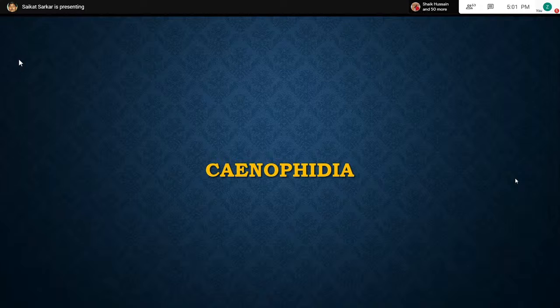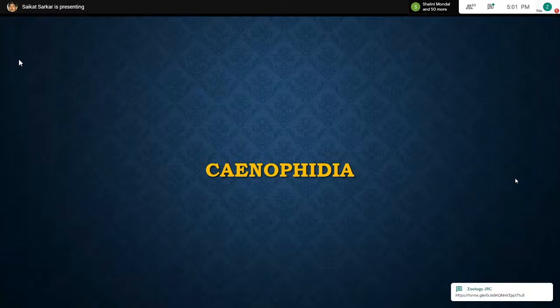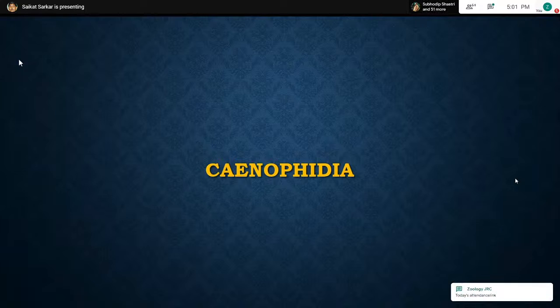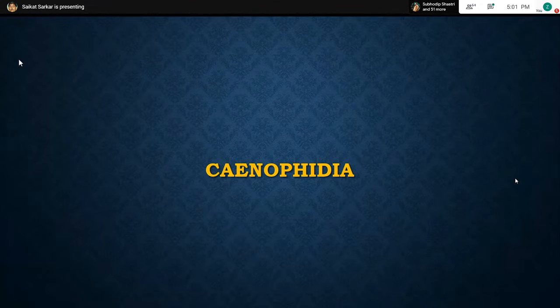Now, these Alethinophidians can again be put under two categories. Either they are Henophidians or they are Xenophidians. Henophidians means the boas, pythons, and their relatives, like the split jaw boa and all the other ones. So those are the Henophidians, and the Xenophidians are... I mean, this is today's topic.